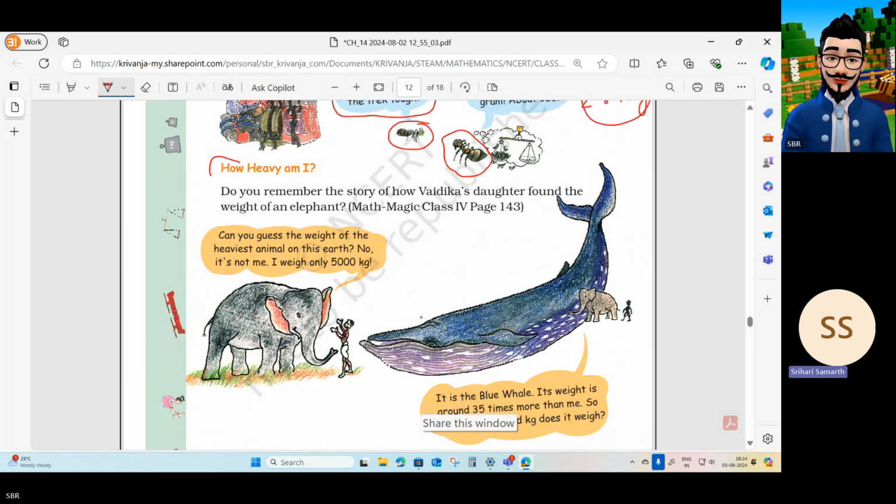Come on. How heavy am I? Do you remember the story of how Vaidika's daughter found the weight of an elephant? Magic class 4, page 143. No. Okay. Can you guess the weight of the heaviest animal on earth? No, it's not me. I only weigh 5,000 kgs.